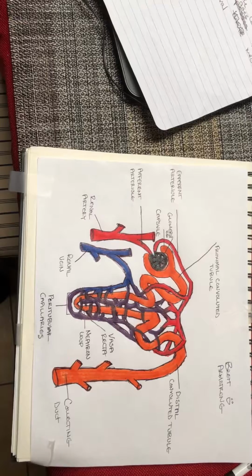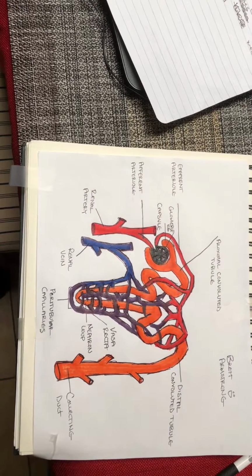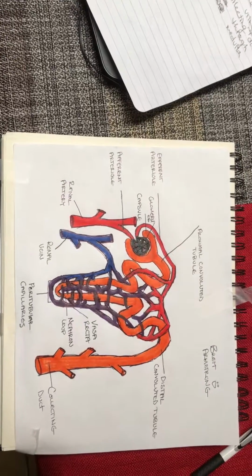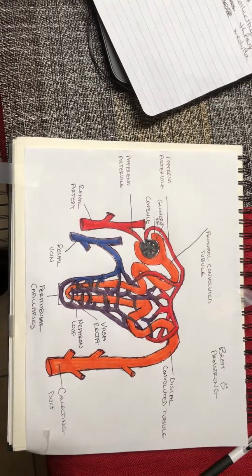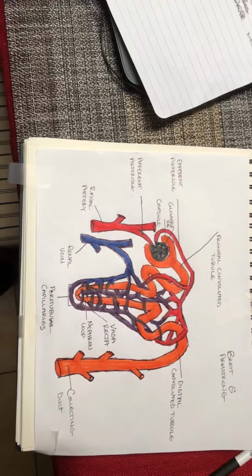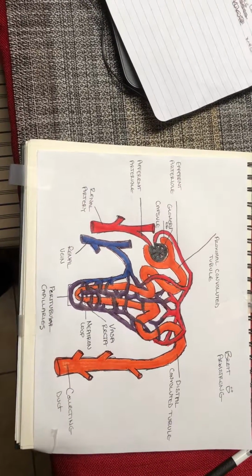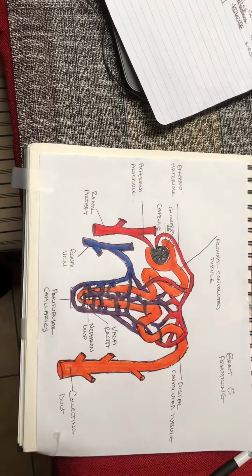So filtrate is then passed through the nephron loop in order to balance the water and the sodium out. Secretion takes place in the distal convoluted tubule, and this is where hormones will be released.